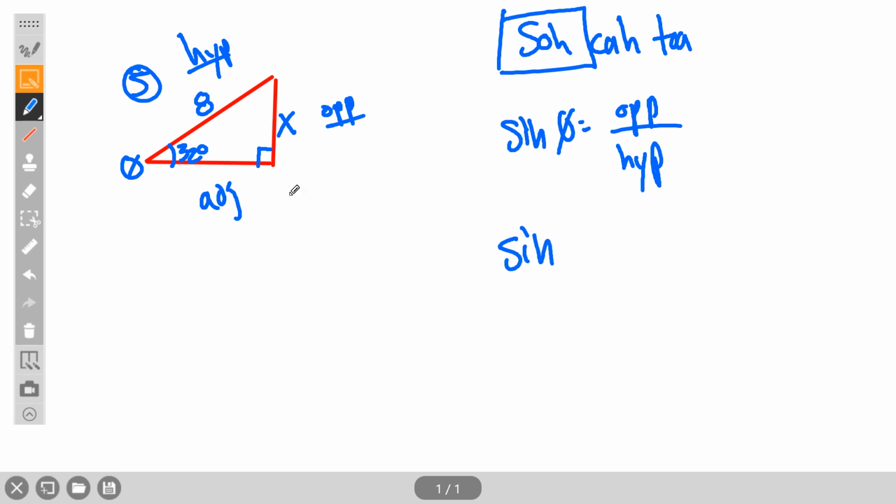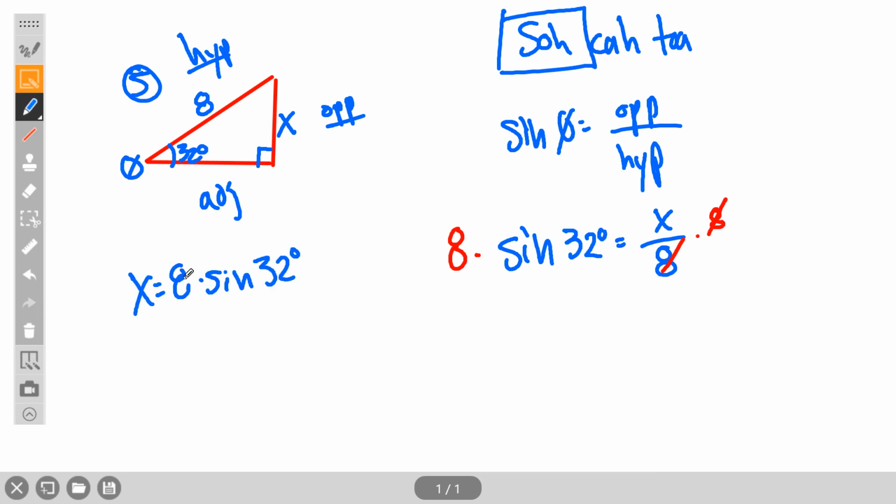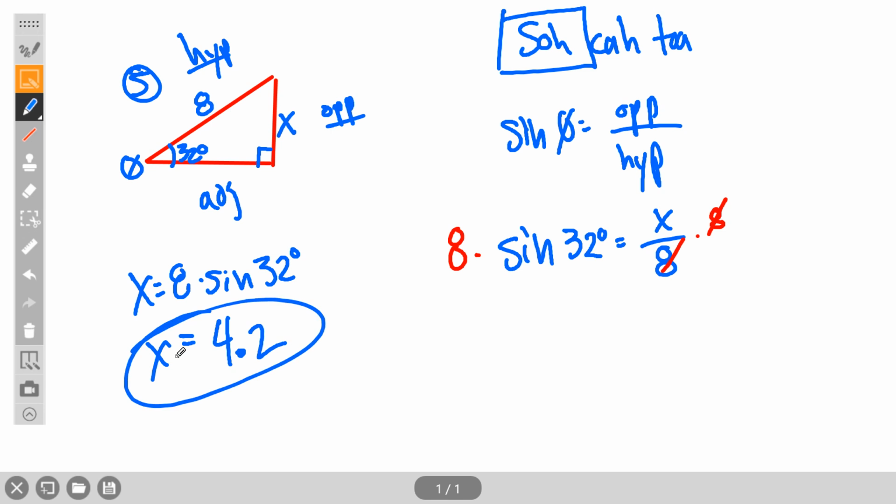So we have sine theta, where theta is 32 degrees. We have the opposite side, which is x, and the hypotenuse, which is 8. We solve this for x, so multiply by 8 on both sides. So x is equal to 8 times the sine of 32 degrees. Rounding to the nearest tenth, 8 times sine of 32 is 4.239, so just 4.2. So that length over there is 4.2.